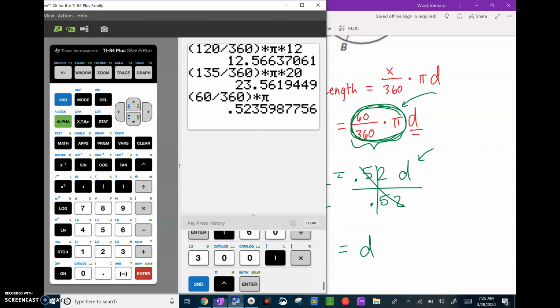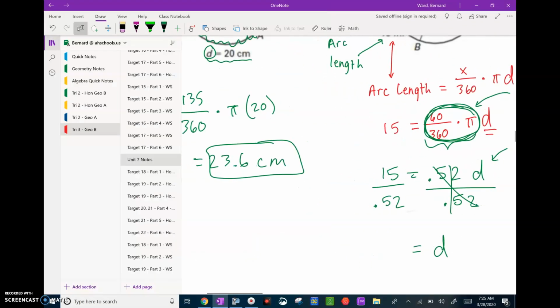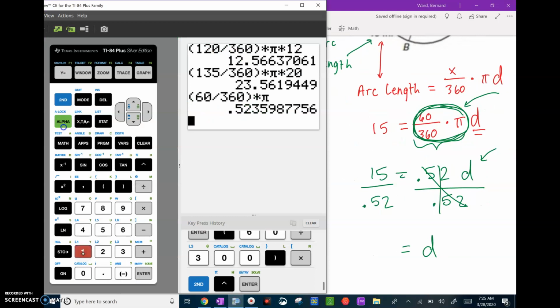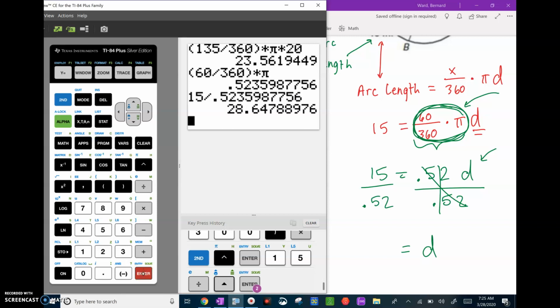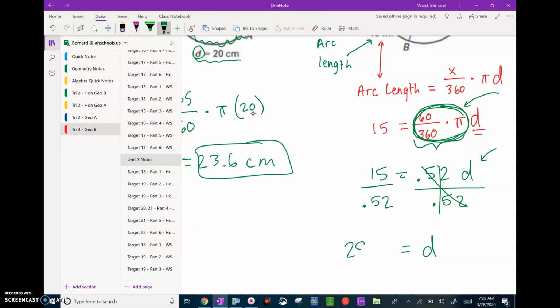So let's talk calculator again. We will put 15 here, and we say divided by 0.52. So I'm going to hit divide, and then I'm going to hit this up arrow up here and highlight my 0.52, and when I hit enter, it just puts it into the next, what I want to do. So I'm doing 15 divided by that number right now. When I hit enter again, it'll tell me what it is, and that answer is 28.6. And that is my diameter.